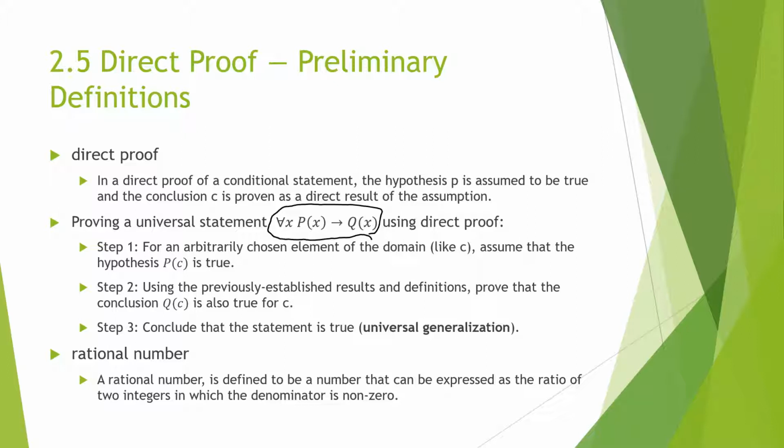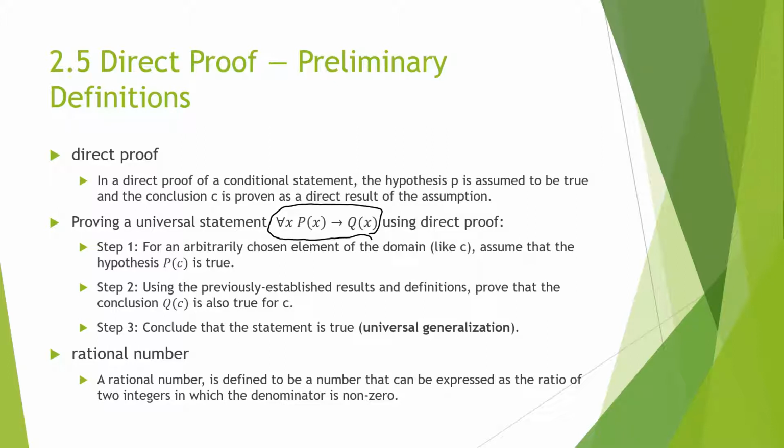Because we have proved that the conclusion is true for an arbitrarily chosen element of the domain. Therefore, the universal statement that we are going to prove must be true. This is the universal generalization rule of inference that we have seen before in the previous lectures.